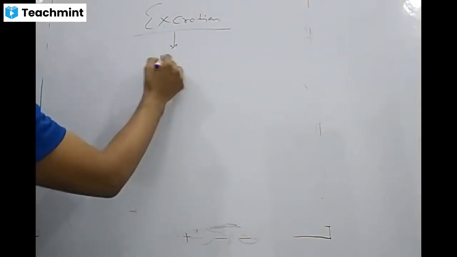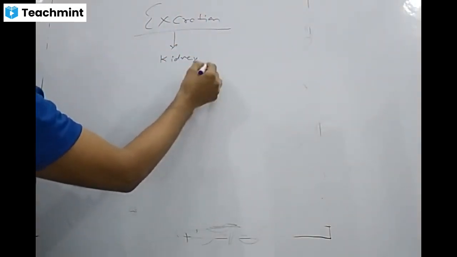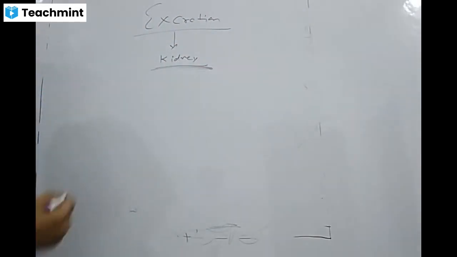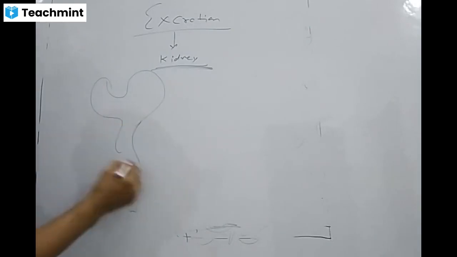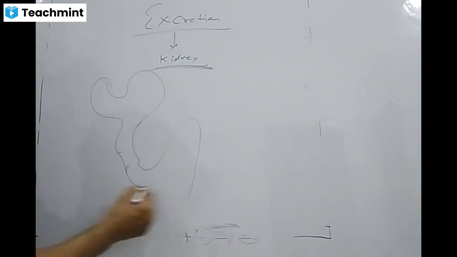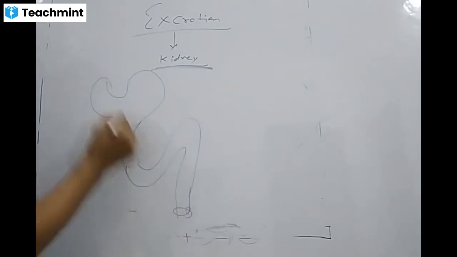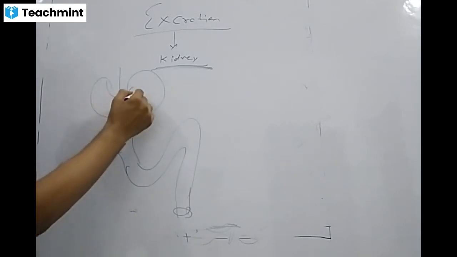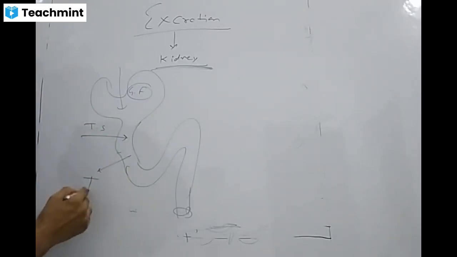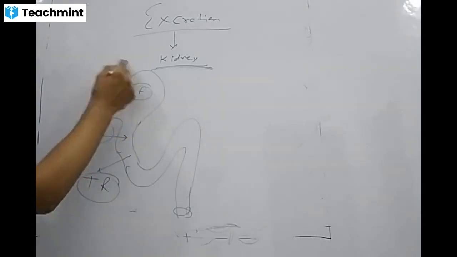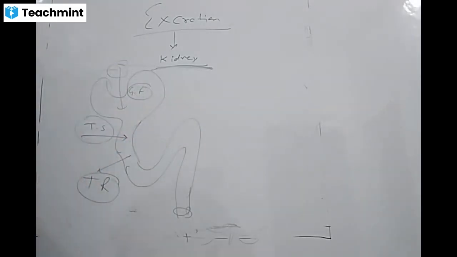The main organ of excretion, as you know, is the kidney. In case of kidney, there are many processes. Only 4 processes, not many. First is glomerular filtration. Second is tubular secretion. Third is tubular reabsorption. These things happen at the level of kidney.